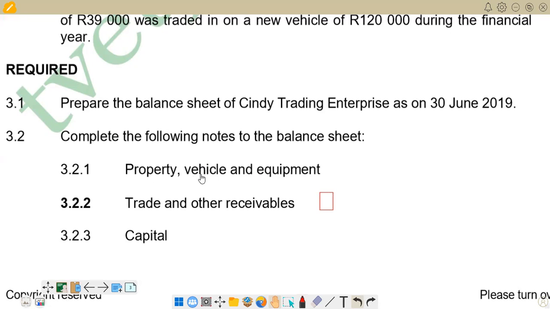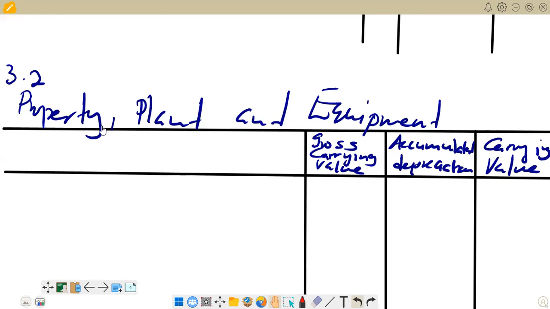So we can go to the property, vehicle, and equipment notes and see how we are going to go about it. When we come here, this is our property, plant, and equipment note. We have 3 columns: gross carrying value, accumulated depreciation, and carrying value. On that one, we are going to use the values that we have in the question. So we can go back to the question and see what we have.